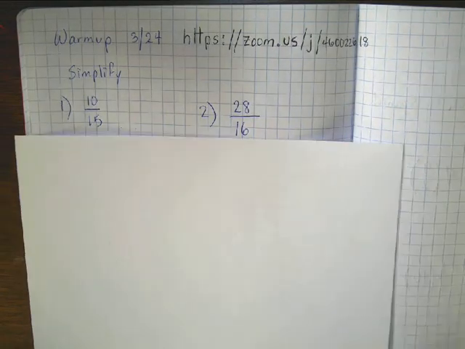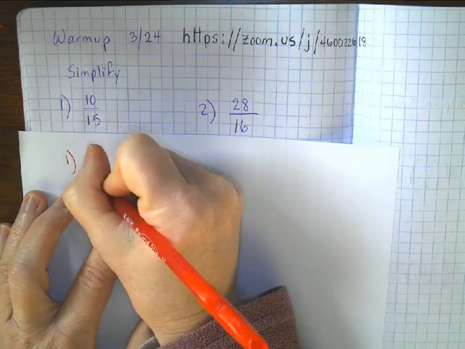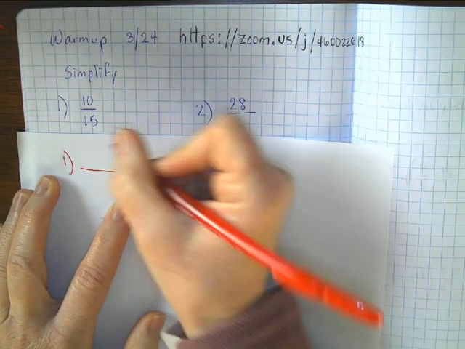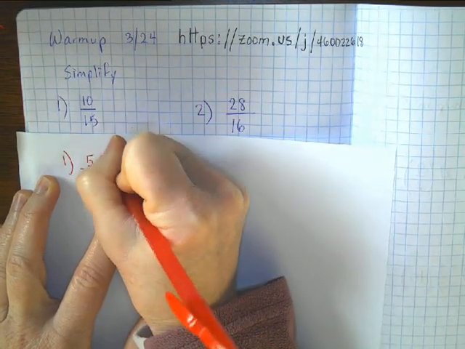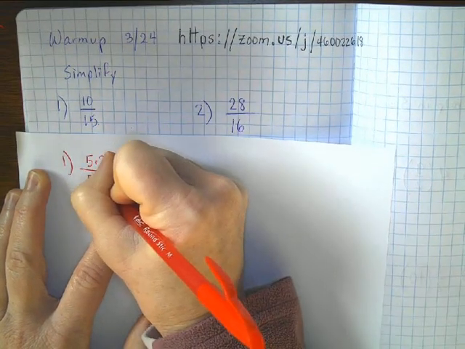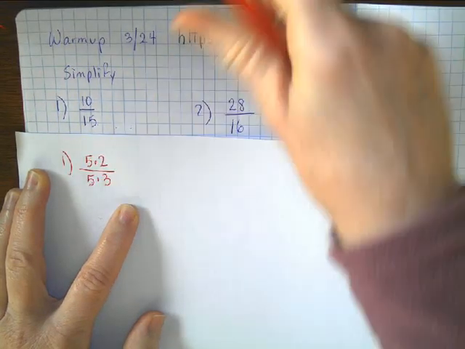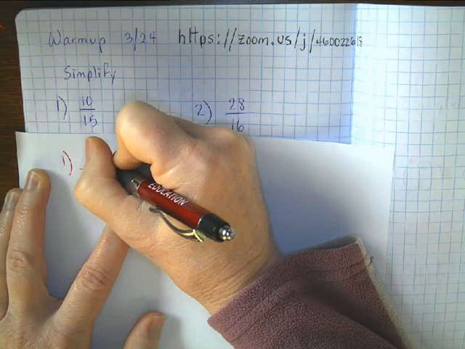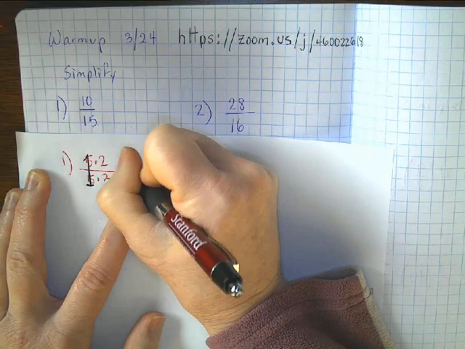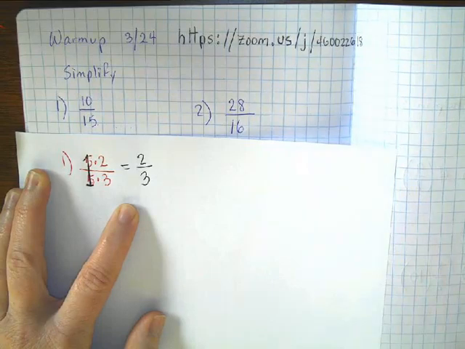All right, here we go. Number 1. In order to reduce this, I need to find the factors of 10 and 15. What are two numbers that multiply to give me 10? Well, that would be 5 times 2. Two numbers that multiply to give me 15, well, that's 5 times 3. If I have the same number in the numerator and the denominator, that just equals 1. 5 divided by 5 is 1. So I'm left with 1 times 2 is 2, 1 times 3 is 3. My answer is 2/3.